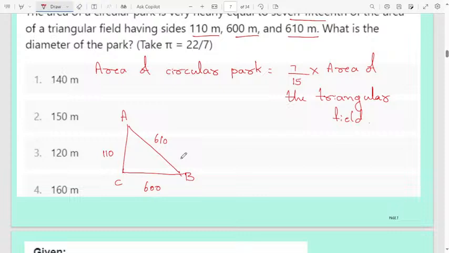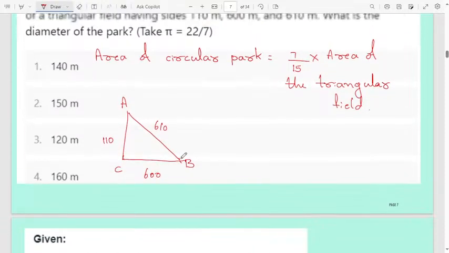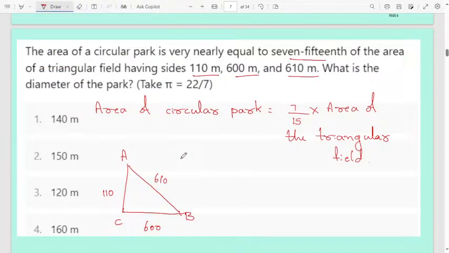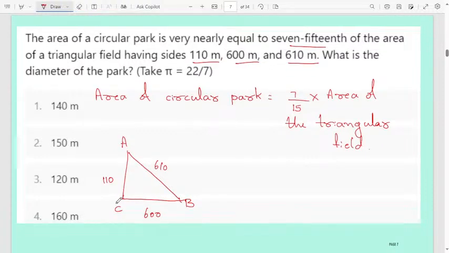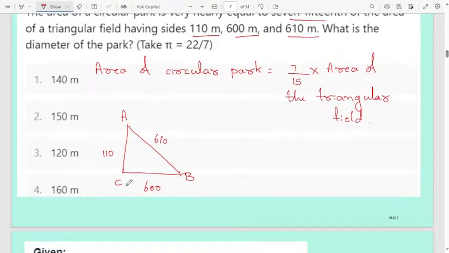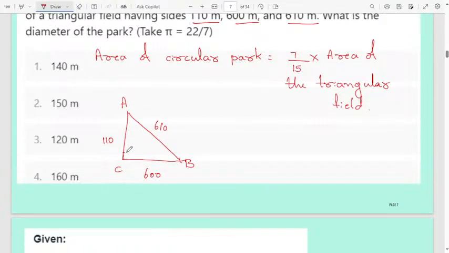Remember, here they are given the area of a triangular field having three sides. If you want to find the area of a triangle, you know the formula half into base into height. But here you don't know which one is base and which one is height. Simply randomly we can't consider 600 is the base and 110 is the height. We have to verify which one is the base and which one is the height. And also consider this triangle as a right angle triangle.